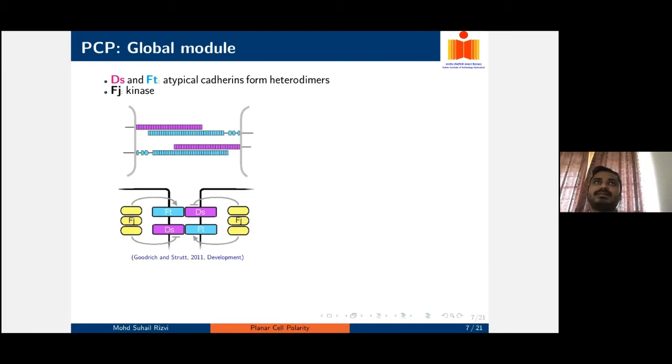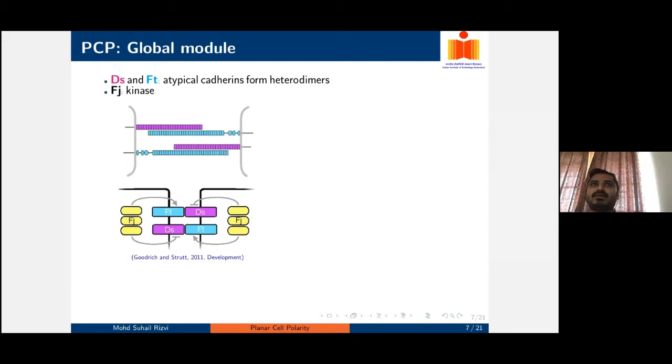And there is another member, a kinase, Four-jointed or FJ. Four-jointed modulates this affinity between Fat and Dachsous. Four-jointed phosphorylates both Fat as well as Dachsous, but the modulation of this affinity happens in the following way. The phosphorylated Fat has higher affinity for Dachsous, but the phosphorylated Dachsous has a lesser affinity for Fat. So in that sense, Four-jointed increases the heterodimer formation through Fat, but decreases the heterodimer formation through Dachsous.